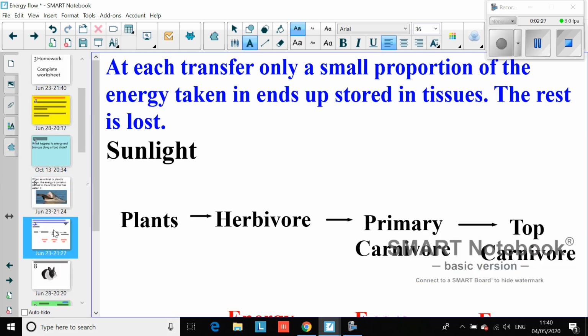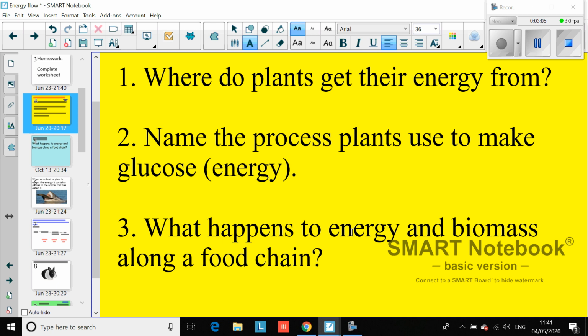So how does this actually happen? At each transfer, only a small proportion of the energy taken in ends up in stored tissue. The rest is lost. For example, plants get eaten by herbivores, animals which eat plants. They then get eaten by a primary carnivore and then a top carnivore. You've probably heard other phrases such as primary consumer, secondary consumer, and so on. But remember, most of the energy is lost, and that's key to answering this question: what happens to the energy and biomass along the food chain?